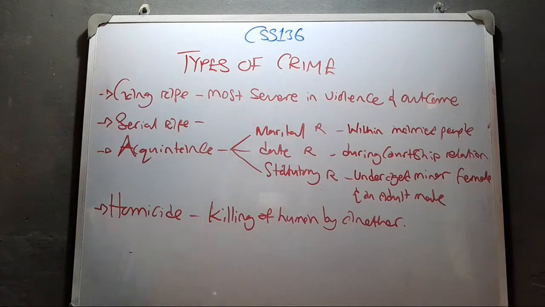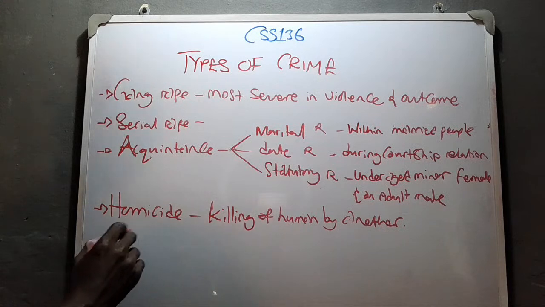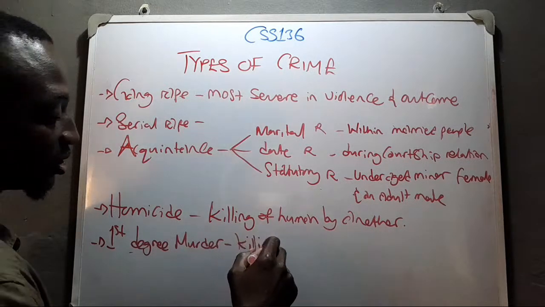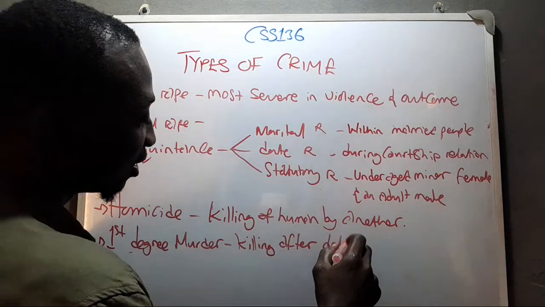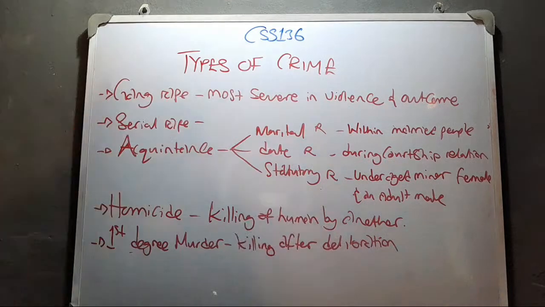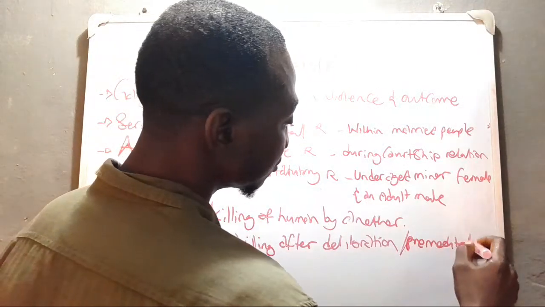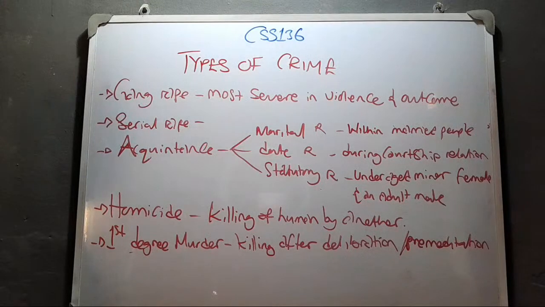We have degrees of murder. Degree murder is quite different from homicide. First degree murder occurs when someone kills another person after premeditation and deliberation. First degree murder is killing after deliberation or premeditation. That's the first degree murder.